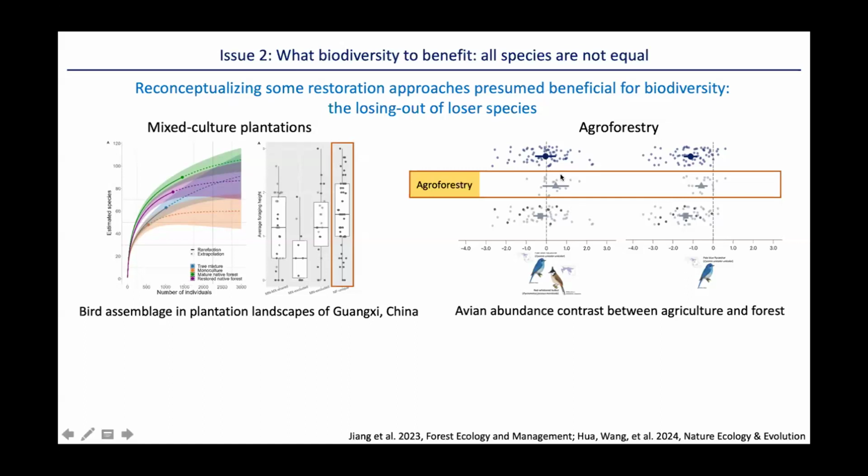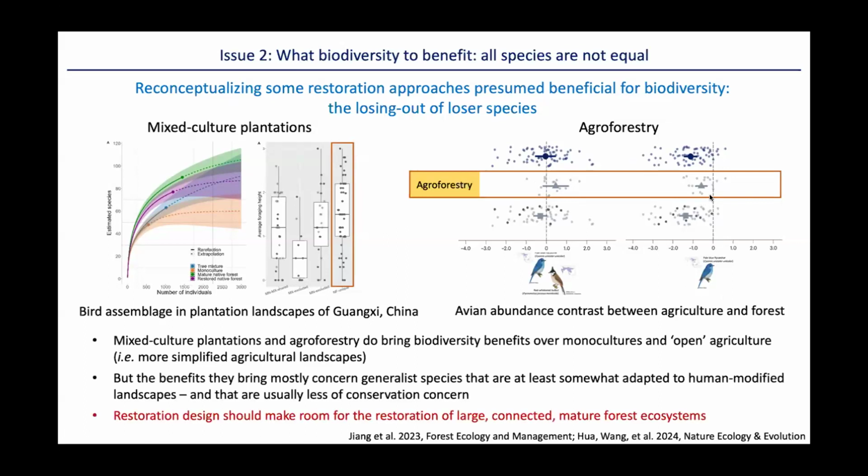So here we do see that for whole assemblages, the avian assemblage for agroforestry actually exceeds native forest benchmarks. But if we only look at loser species, then the result is completely flipped. In other words, this is showing us that for the loser species, agroforestry is unlikely to benefit many of them.